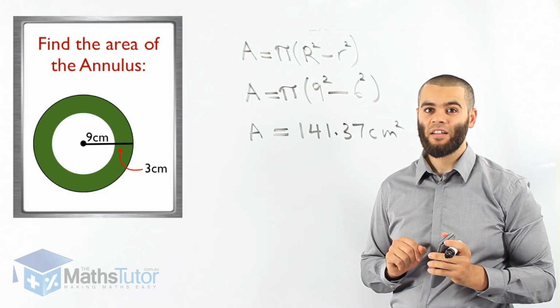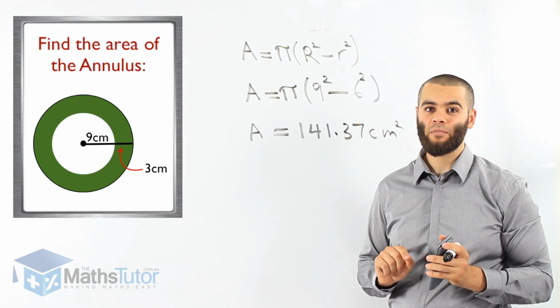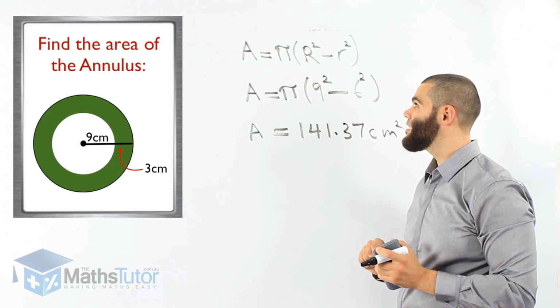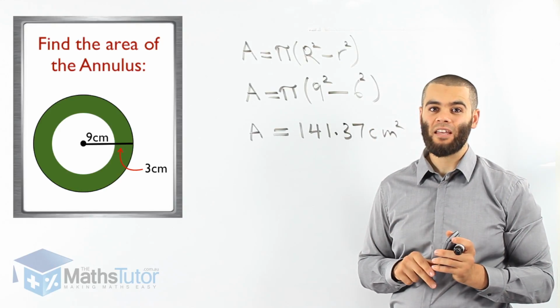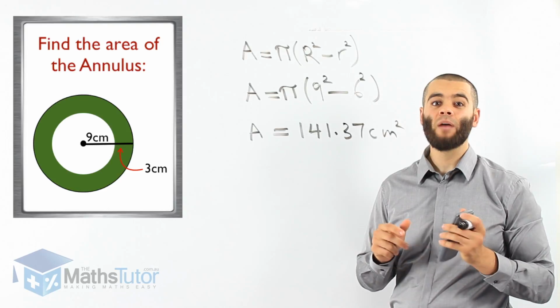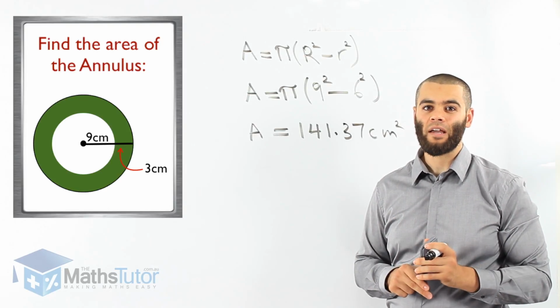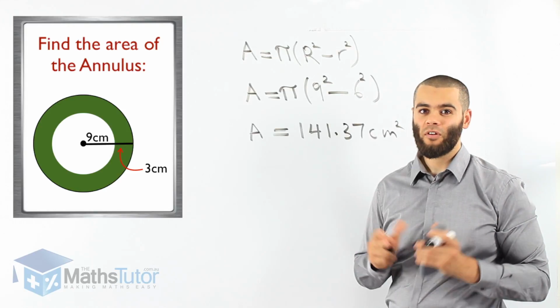Very important that you look at the diagram carefully, and remember, always memorize the formula. In this case here, the formula for an annulus, A equals pi, open bracket, capital R squared, take away little r squared, close the bracket. That is the area of the annulus.